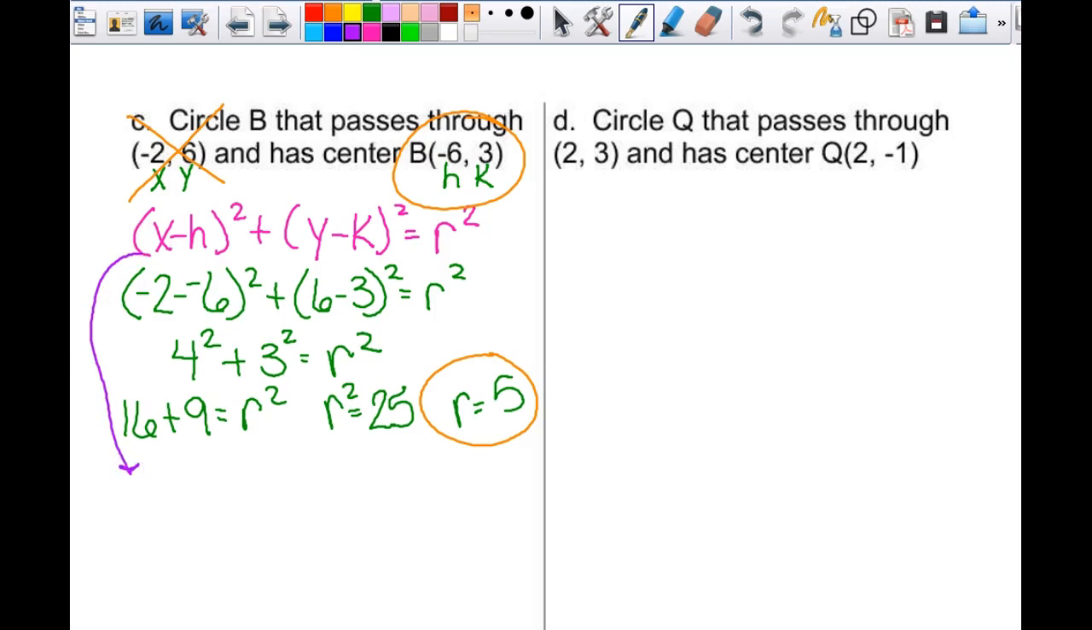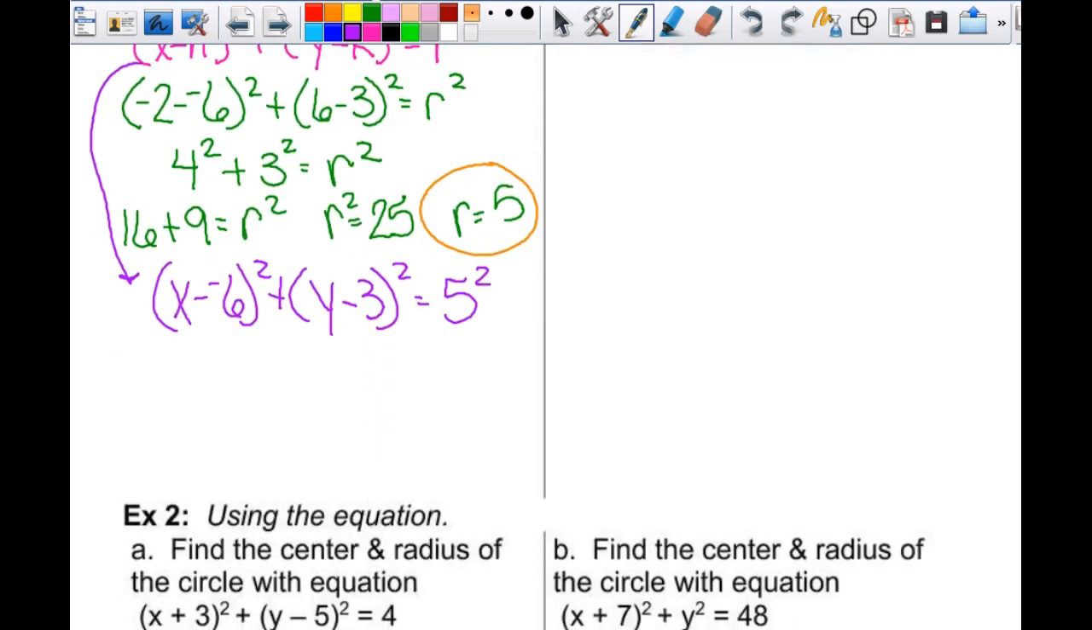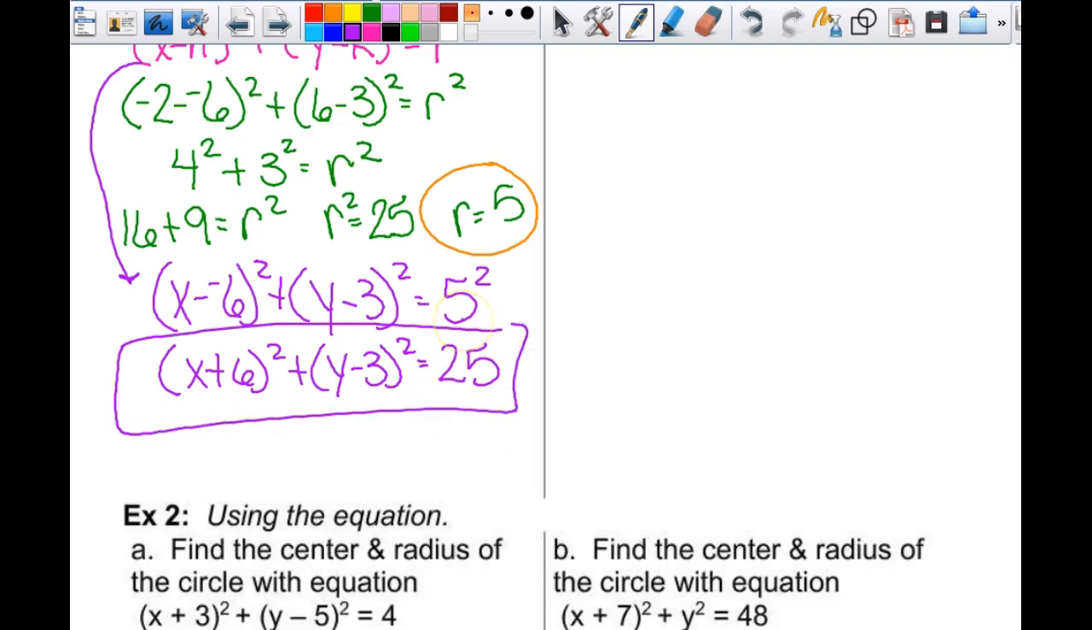And now I'm going to substitute in everything I have, but not everything because I don't want that in there again. Because when you're done, x and y need to be in there. So this is (x minus h, which is a negative 6) squared, plus (y minus k, which is 3) squared, equals 5 squared. So this becomes what? x plus 6. Good. (x plus 6) squared plus (y minus 3) squared equals 25. And that is the equation of your circle.